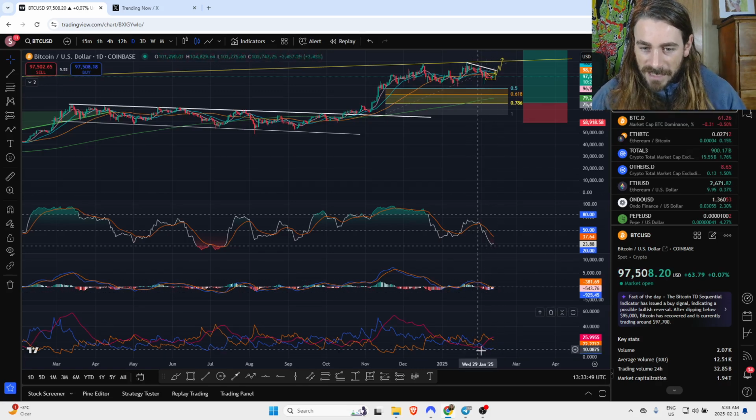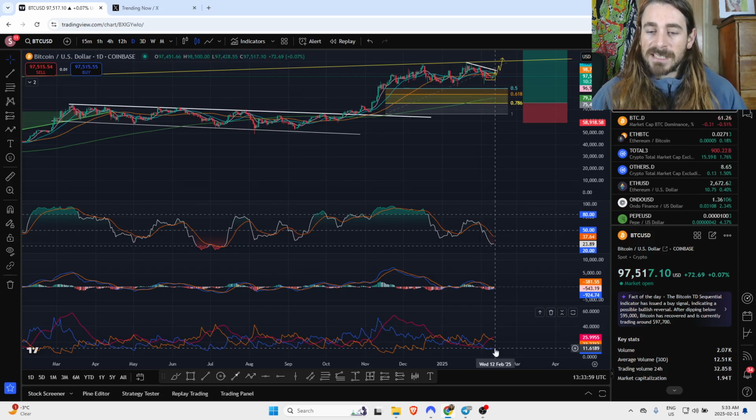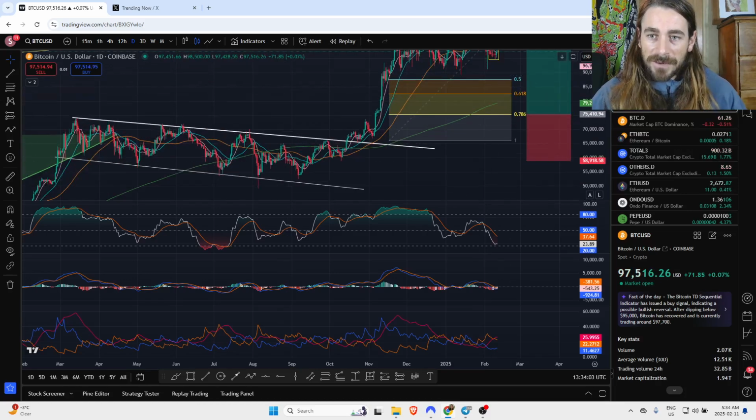We do see here in our DMI, the orange and the blue lines kind of converging towards each other. That being said, we do want to see that blue line cross on top of the orange, supported by the red ADX line climbing up to really get that momentum move further higher.